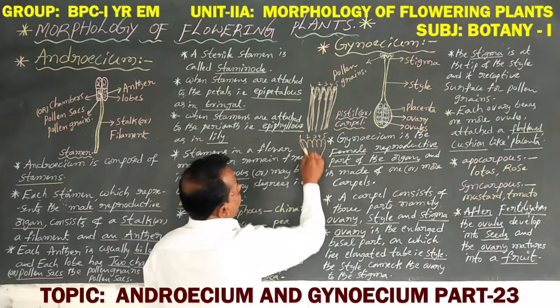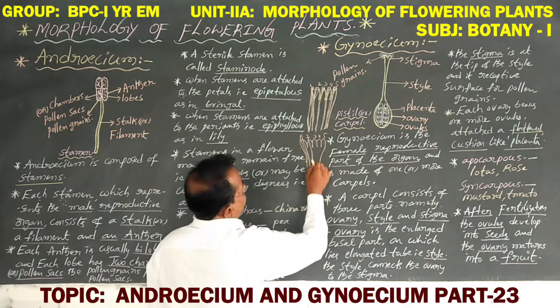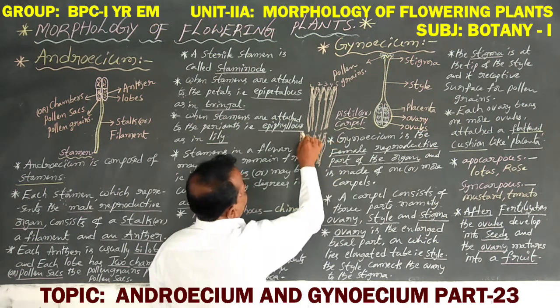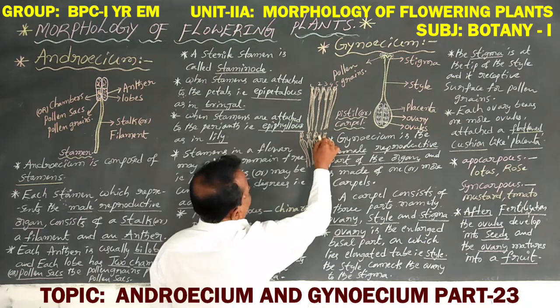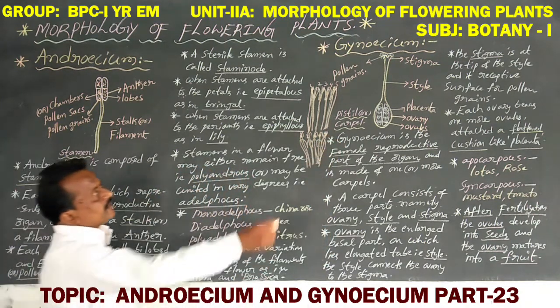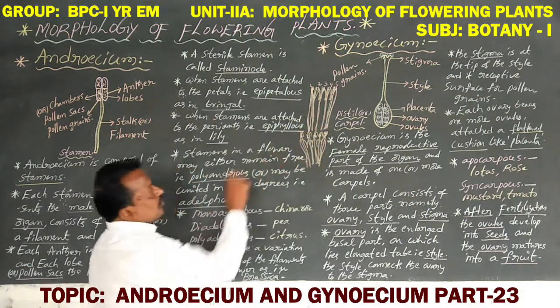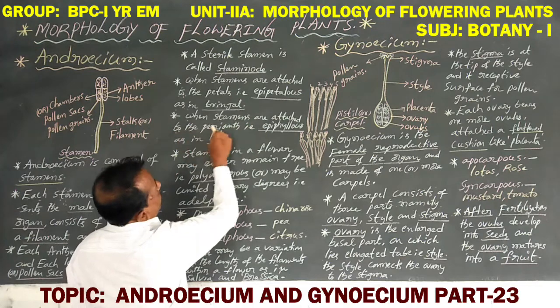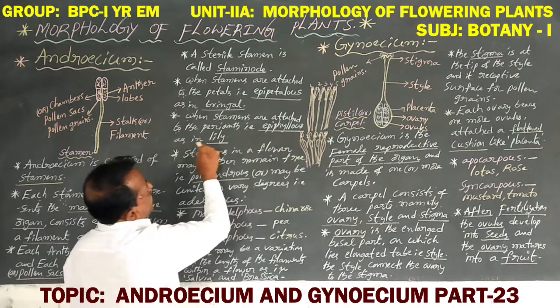This is the first stamen, the second stamen, the third stamen, the fourth stamen, the fifth stamen. So this is also known as epiphyllous. This is also epipetalous. When stamens are attached to the perianth, that is epiphyllous, as in lily.